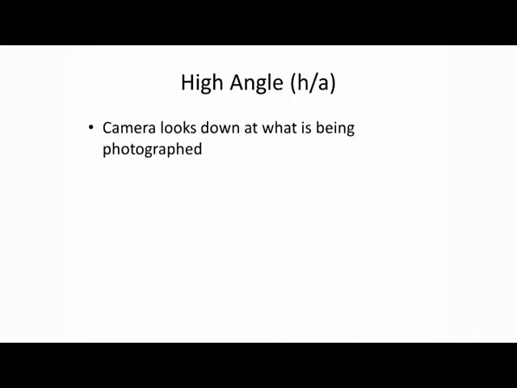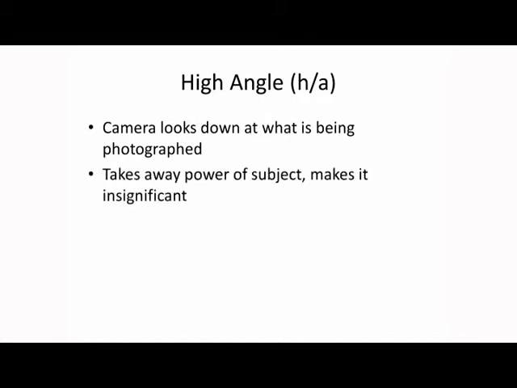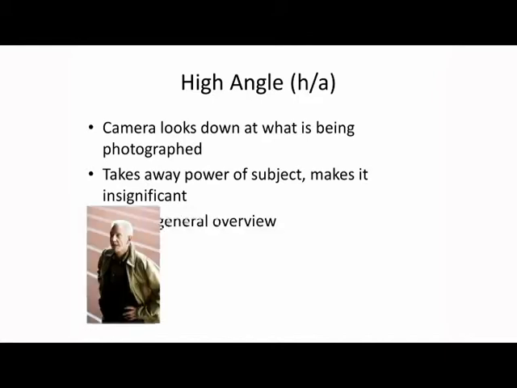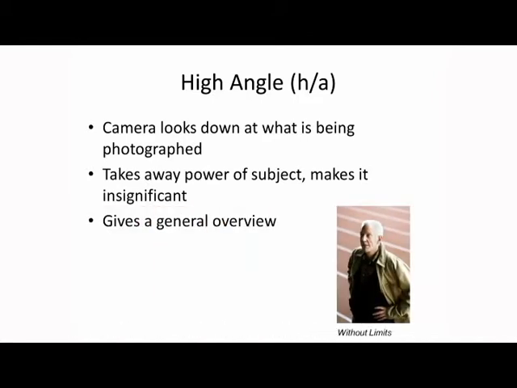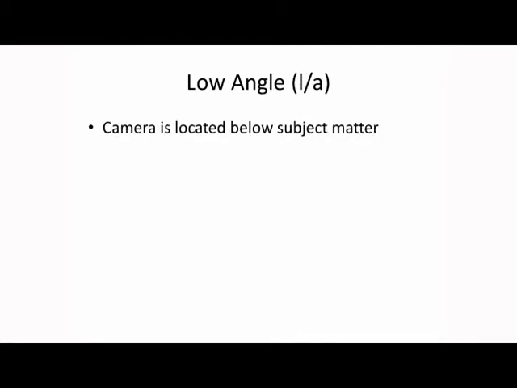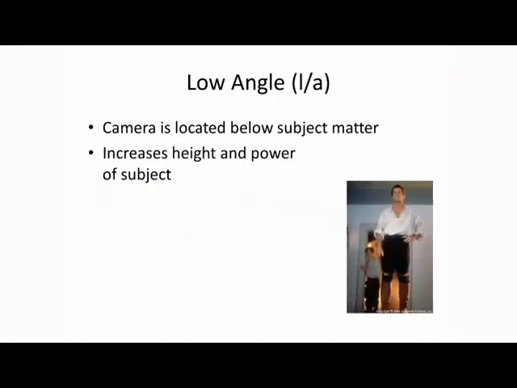High angle. Camera looks down at what is being photographed. Takes away power of subject, makes it insignificant. Gives a general overview. Low angle. Camera is located below subject matter. Increases height and power of subject.